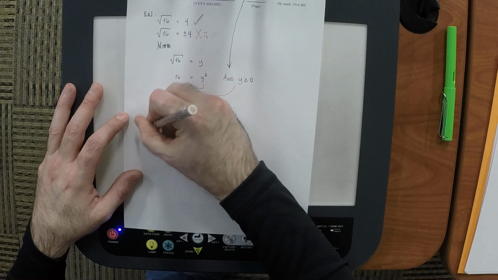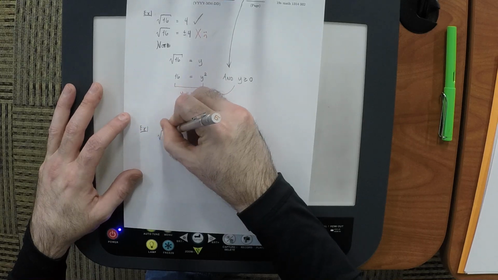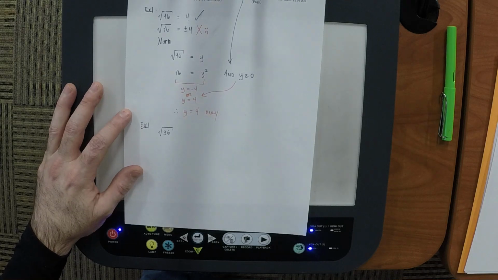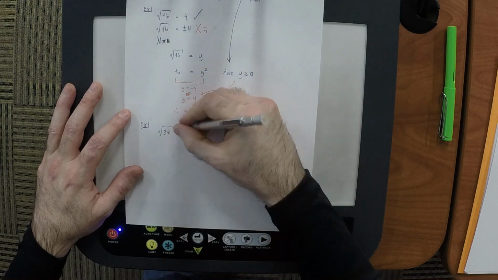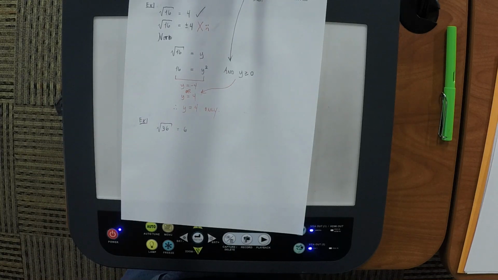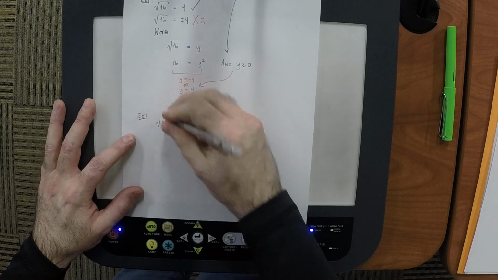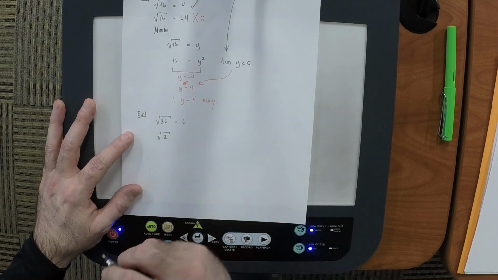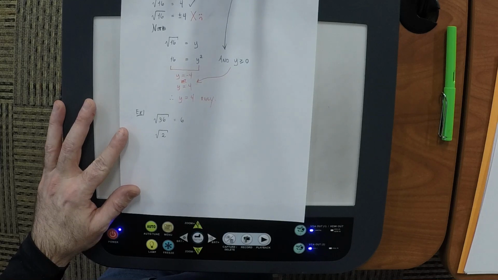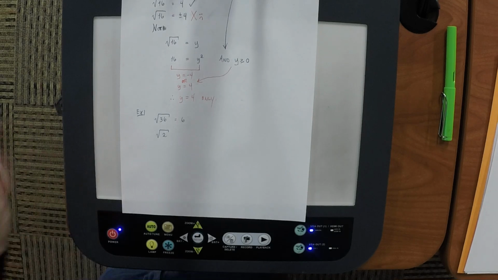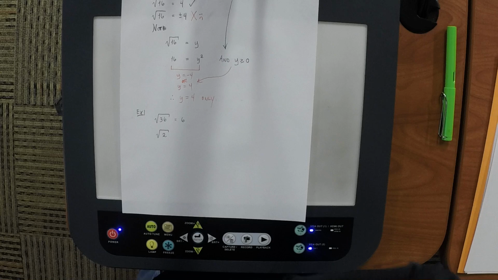So I could ask, well, how about the square root of 36? So this is straightforward. What will it be? 6. So the square root of 16 is 4. That's nice. The square root of 36 is 6. That's nice. What about the square root of 2? Is that a thing? Well, here's the deal: the square root of 2 is a number.